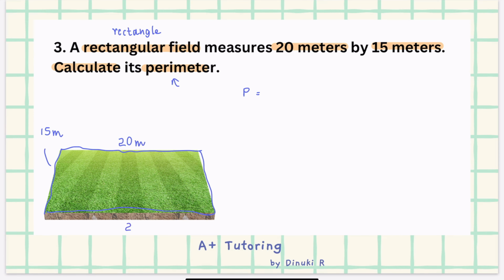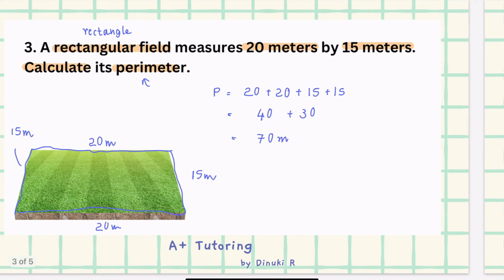We know that these sides are going to be equal, so we know it's 15 meters like that. So it's 20 plus 20 plus 15 plus 15. 20 plus 20 gives us 40. 40 plus 15 plus 15 gives us 30 more, which means our answer is 70 meters. So our perimeter is 70 meters. Pretty straightforward question once you use a diagram. Okay, let's move on to the next question.